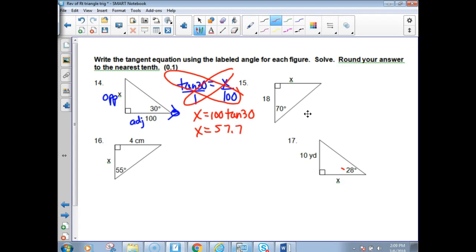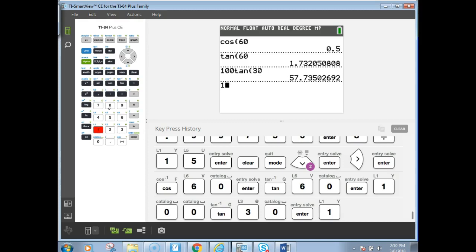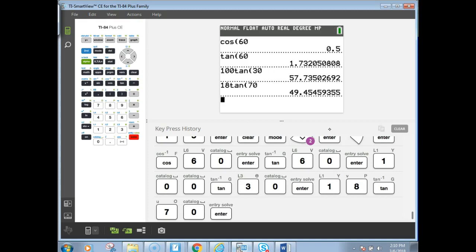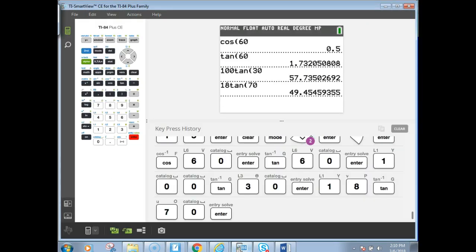All right, so number 15. If we are looking from here, the opposite leg would be the x, the adjacent would be the 18. So that's going to be the tangent of 70 is x over 18. That would be x equals 18 times the tangent of 70. Okay, 18 tan 70 is 49.5. Did I round that correctly? Yes, okay.